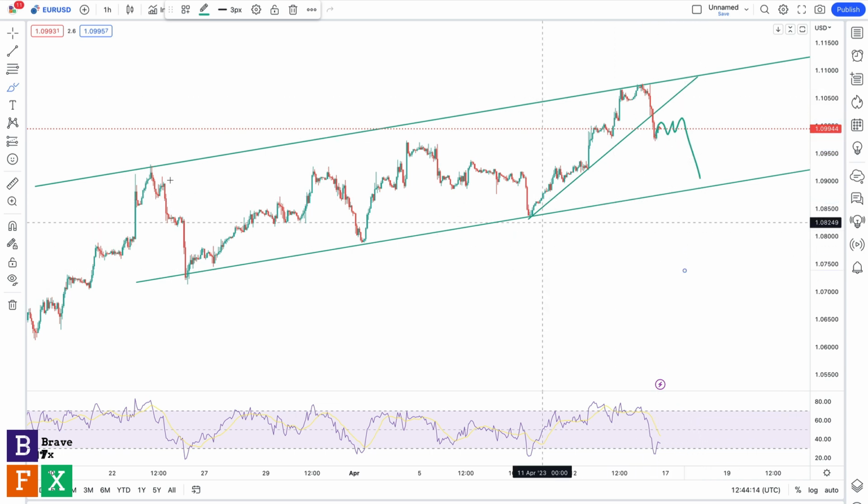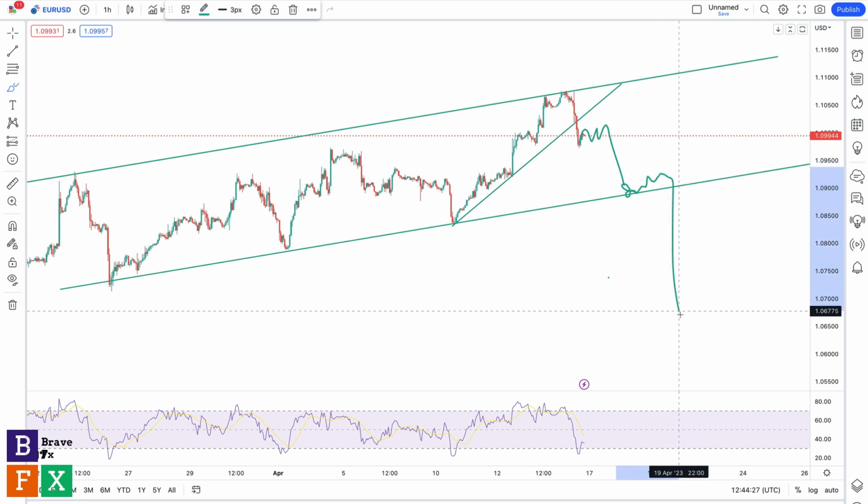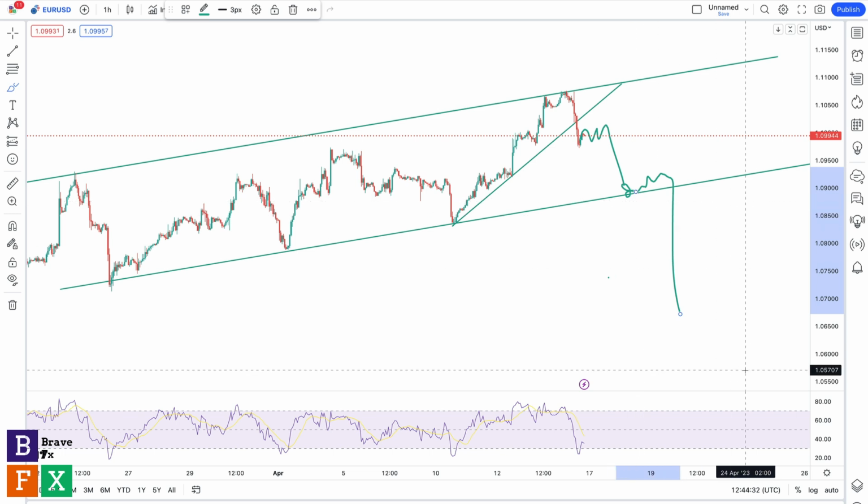So that's how I'm going to trade EUR-USD. My target is going to be the lows of this channel. So if we come to the lows of this channel, then I'm going to wait for a very good consolidation at this channel before another bearish breakout. That's if we are going to go lower, right? So this is how I'm going to trade EUR-USD.